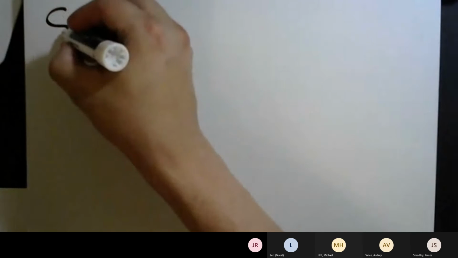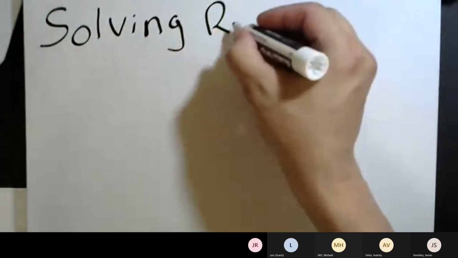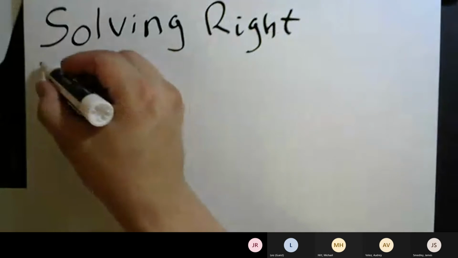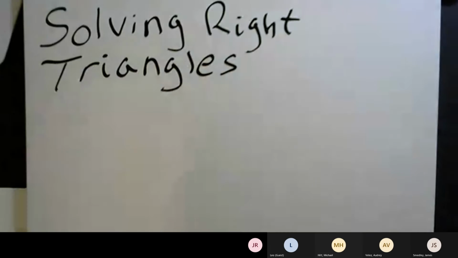End of trigonometry. So the first thing we're going to look at, we're going to be solving right triangles. Now, what we saw last time is we were introduced to sine, cosine, and tangent.